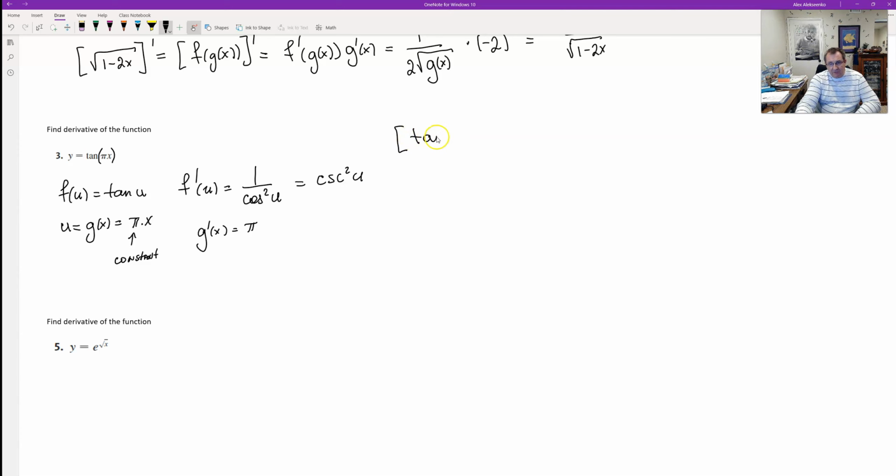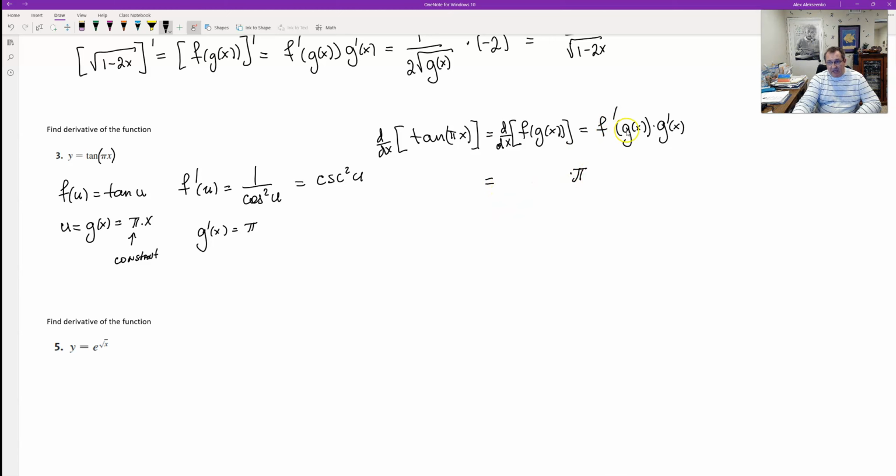So derivative of tangent of pi x, let me put it in parentheses so that we see it a little bit more clearly. So derivative with respect to x is equal to derivative with respect to x of f of g of x. According to the chain rule, we'll need to take derivative of f and evaluate it on g of x and multiply it by the derivative of g of x. Continuing, g prime of x is very simple. It is pi, just a constant. So we will multiply by pi over here.